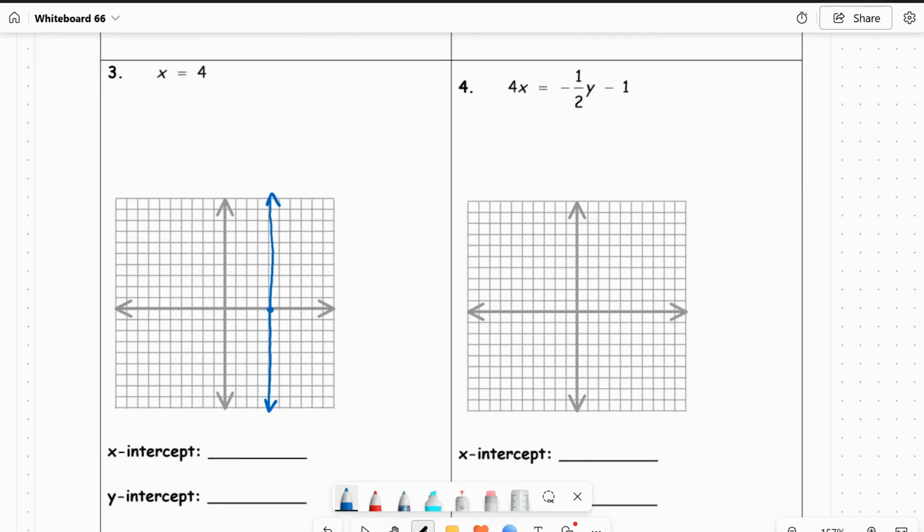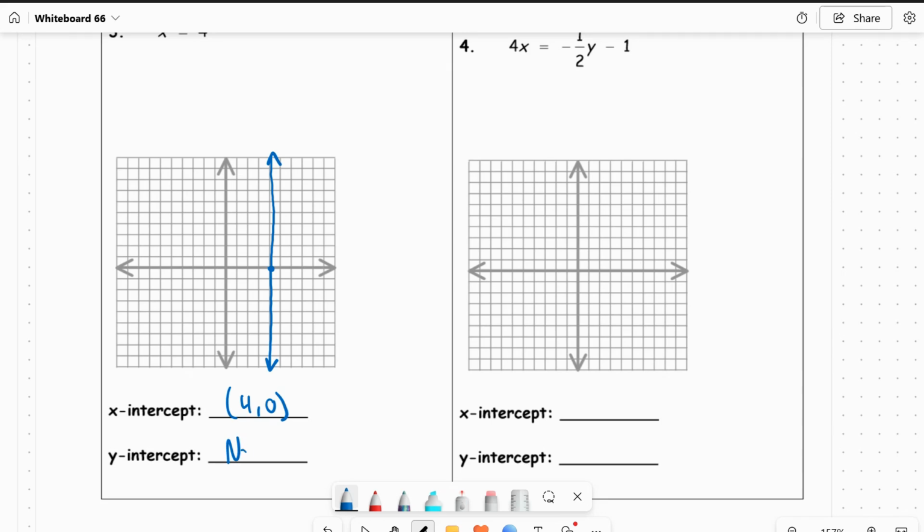Okay, in this case, obviously, my x-intercept is at 4. So I'll write the point 4, 0. And since I have a vertical line, there is no slope. Well, the slope is undefined. So that way, it's never going to cross the y-axis. So I can just say that there is no y-intercept.